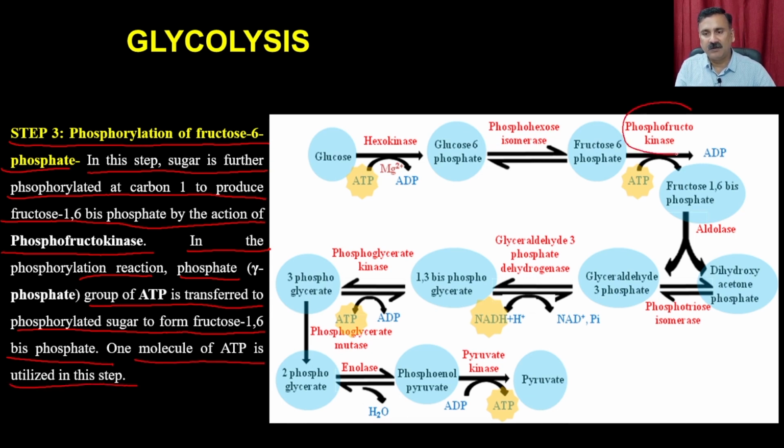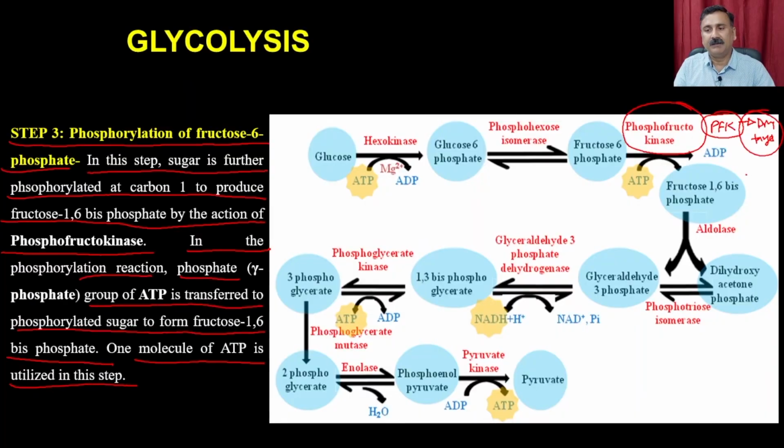Phosphofructokinase, also called PFK, is a very, very important enzyme, and because it catalyzes such a crucial step, it is also a very good drug target for some of the organisms where glycolysis is very pronounced, especially the lower organisms and the bacteria, for example.